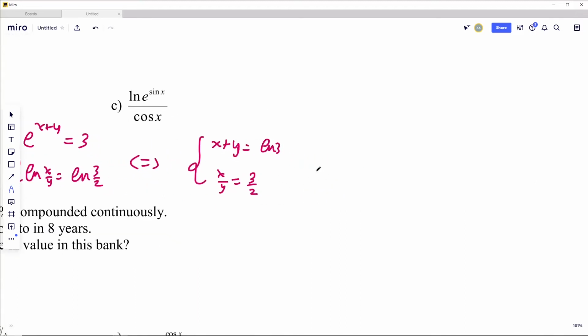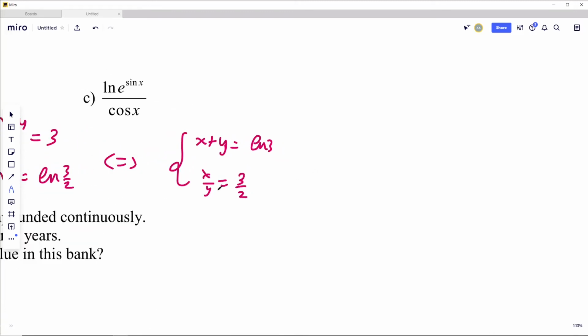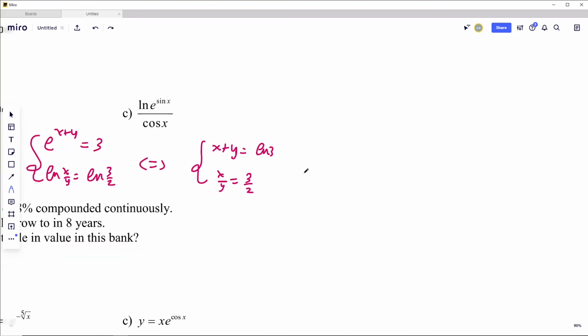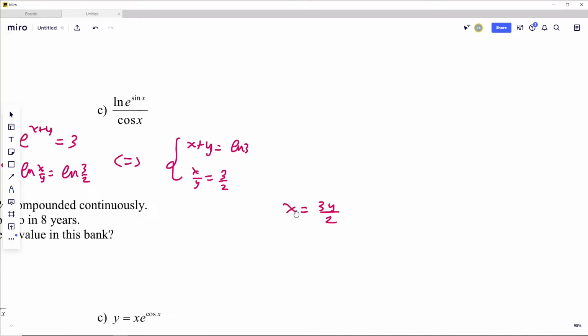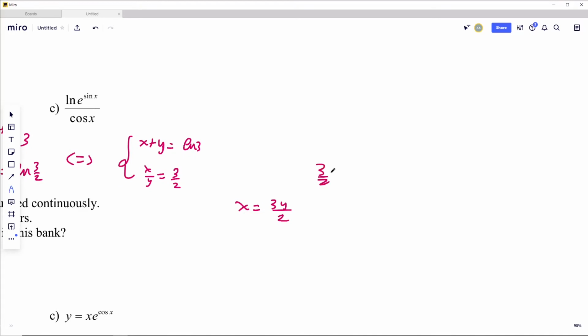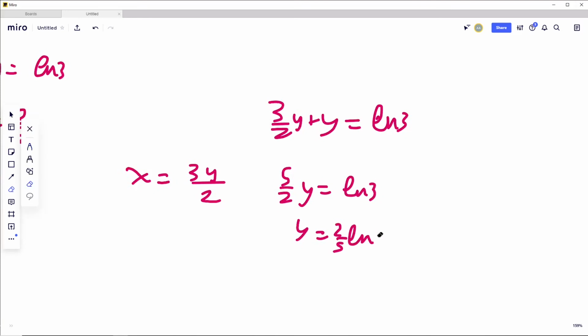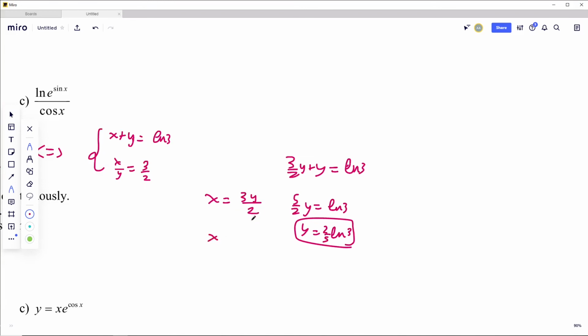Now this is nothing but substitution. You could do linear combination, whatever they call it, and I'm going to do substitution because I have x over y here. So I'm going to use this one. So x equals 3y over 2. Put that here. So 3 over 2 y plus y equals ln 3. So this is 2 over 2 plus 3 over 2, which is 5 over 2. So 5 over 2 y equals ln 3. So y is nothing but 2 over 5 ln 3. They're all numbers. Even though we have ln here, it's ln of 3. So they're all numbers, so you can substitute immediately. You got y, so x is nothing but 3 over 2 times that.